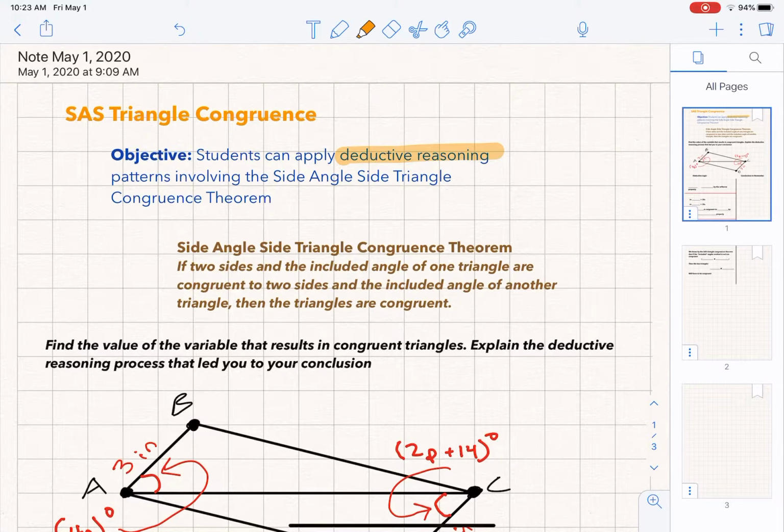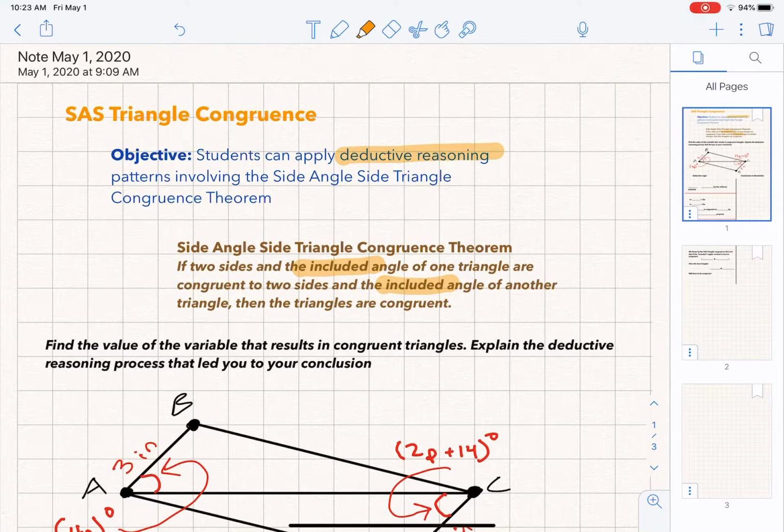The theorem is right here in brown, and you can read it. It says that if two sides and the included angle of one triangle are congruent to the two sides and the included angle of another triangle, then the triangles are congruent. And I want to emphasize the word included here.